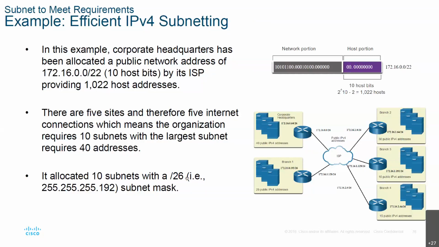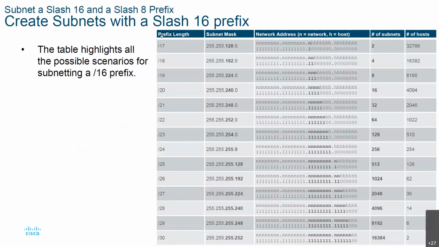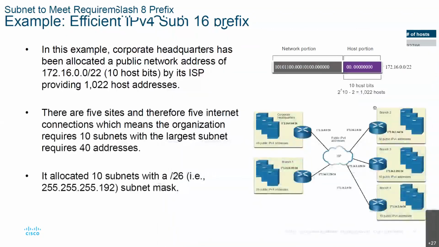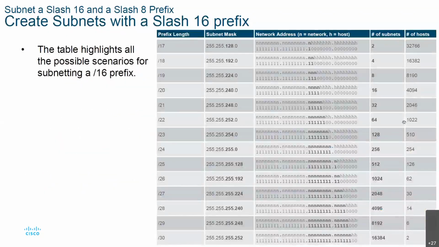So refer to the table. Remember, you're coming from /22, so you have to refer to your /16. There we go, /22. This is where you are. This is your subnet mask, and here is your host portion. Based on the calculation, it is right: we have 1,022.